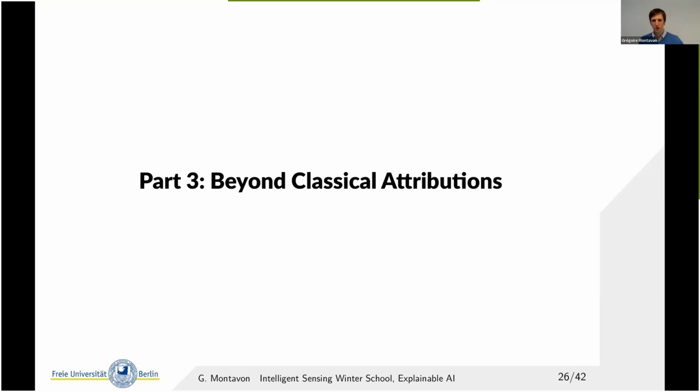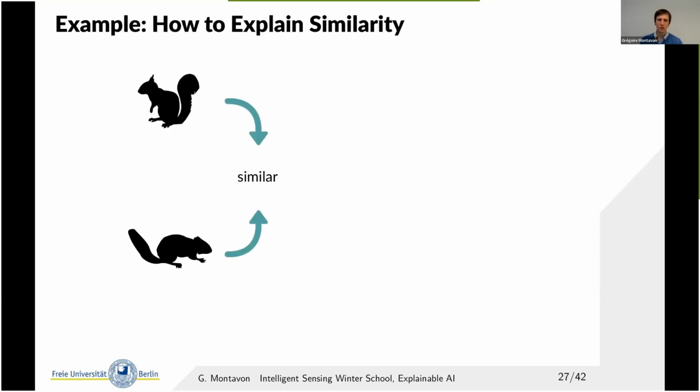Now we will look at the last part of this tutorial, which is trying to go beyond classical attributions, and I will give some motivations for why we want to do that. Just think now about the problem of explaining similarity. You can think of having two images of a squirrel, and you would like to explain why these two images are similar.